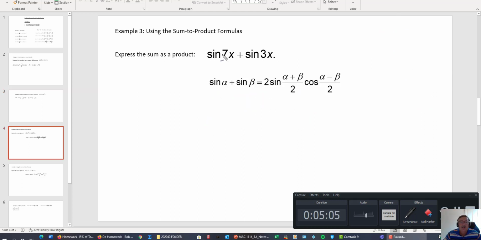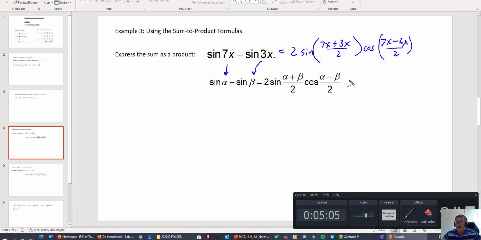Okay, example 3. Using the sum to product formulas, we want to take this sum, the sine of 7x plus the sine of 3x, and write it as a product. I've got it lined up here. We're just going to put in 7x for alpha and 3x for beta, and rewrite this as 2 times the sine of (7x plus 3x) over 2, and be careful in here with simplification, times the cosine of (7x minus 3x) over 2.